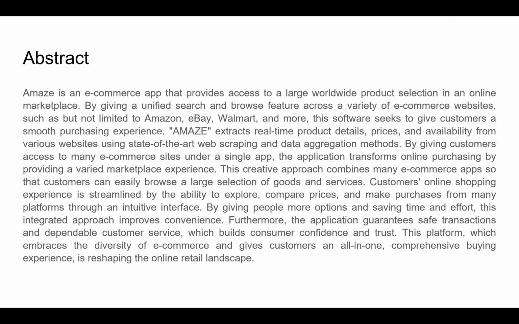Amaze is an e-commerce app that provides access to a large worldwide product selection in an online marketplace. It gives a unified search. When we open the app, log in, and browse, it will show the prices from different e-commerce websites. For example, if we search for the recently launched Redmi 13C, it will give the price Amazon is offering, and also eBay and many more. We also have Google Scrap data, which includes not only India but also American views, giving prices in dollars, and we are working on it more.